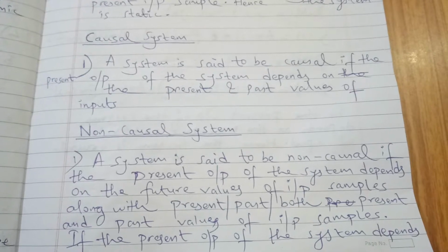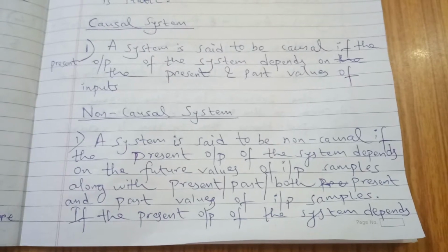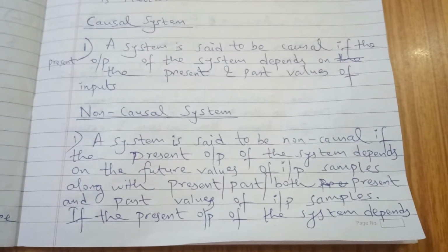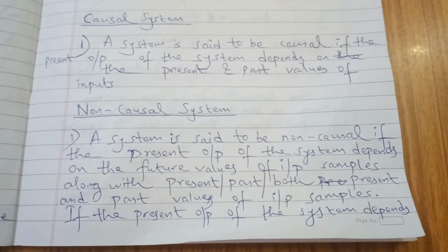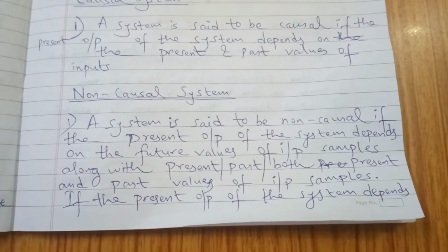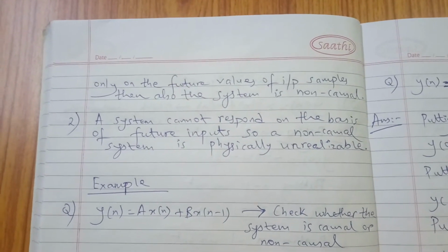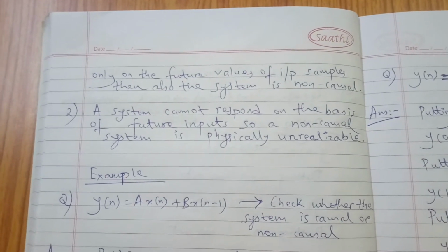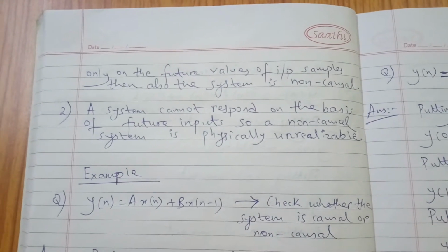Moving on to the non-causal system, a system is said to be non-causal if the present output of the system depends on the future values of the input samples along with the present or past or both present and past values of the input samples. If the present output of the system depends only on the future values of the input samples, then also the system is non-causal.